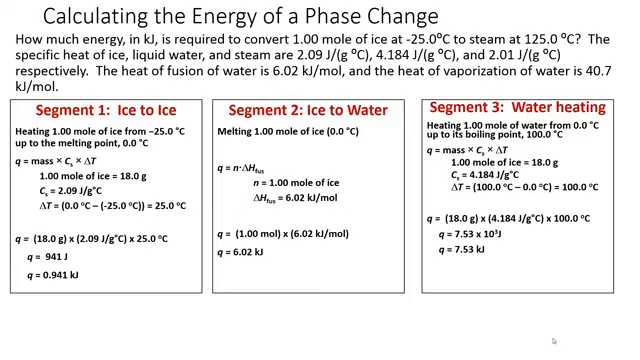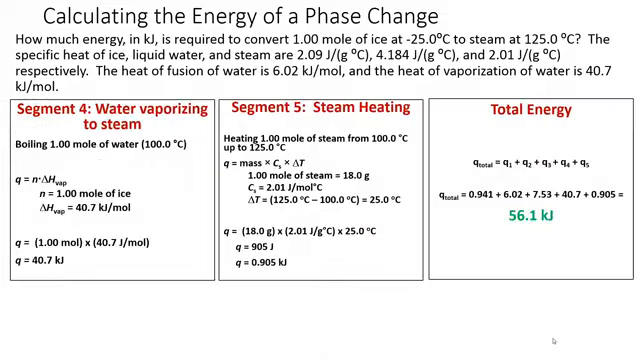Plugging these values into the Q equals mc delta T equation, since we do have a change in temperature here, we get 7.53 times 10 to the third joules, or 7.53 kilojoules of energy that is required to raise the temperature of 1 mole of water from 0 degrees to 100 degrees Celsius.